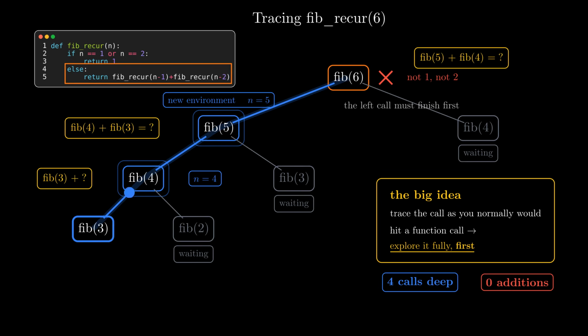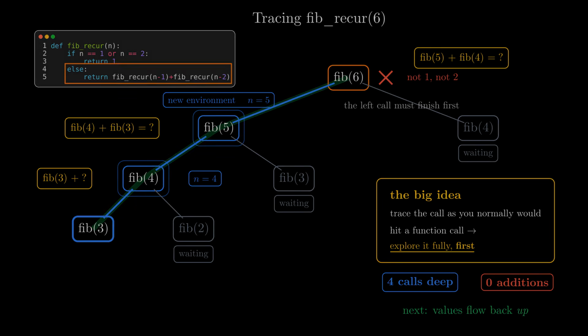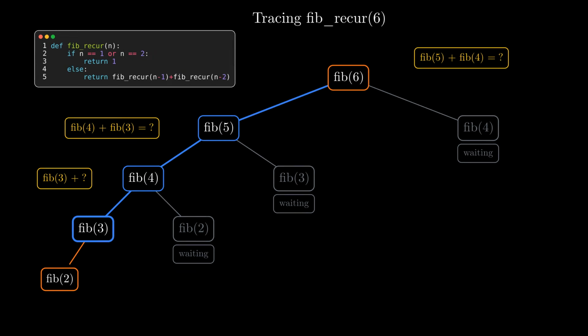No values are being passed back. All we are doing is exploring this path downward until we hit a base case, and hitting one is what kicks off the conquer step, where values finally start flowing back up the chain. Fibonacci of 3 calls Fibonacci of 2, and at last, a base case. Fibonacci of 2 returns 1 immediately. It makes no further calls.